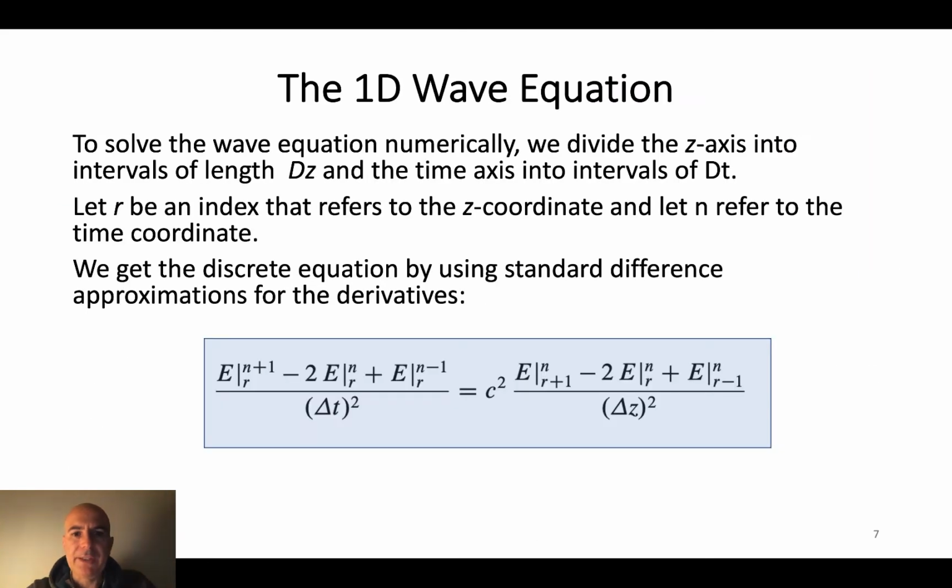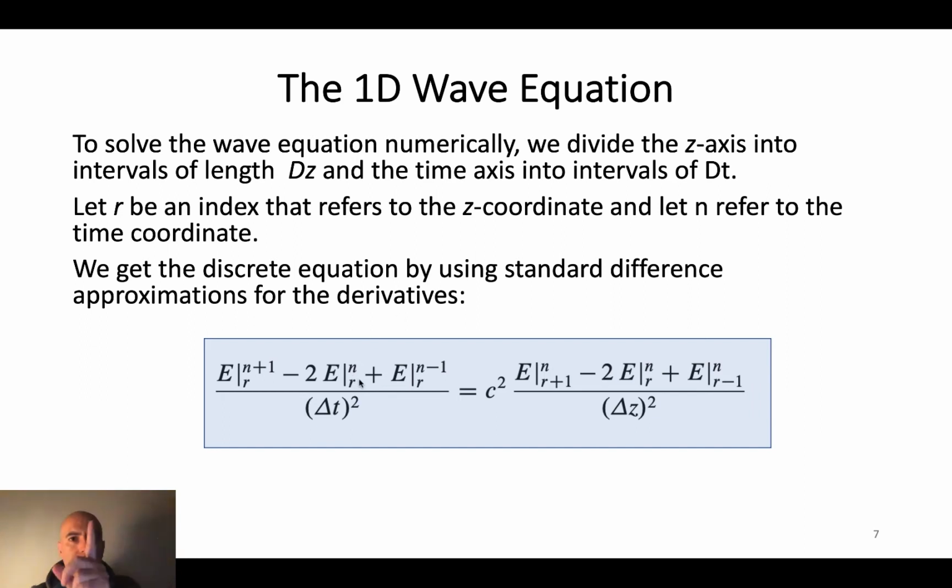In this lecture, we are going to solve the 1D wave equation numerically. So we will resort to the usual approach. We divide the space axis, in this case the z-axis, in intervals of length dz. So dz will be the grid cell size. And also we discretize the time into intervals of dt. We call r the index that refers to the z coordinate.